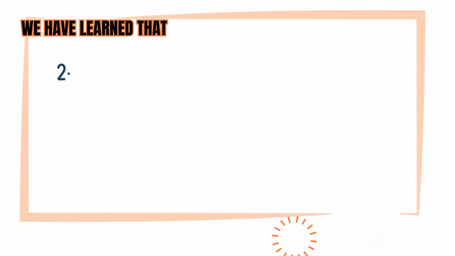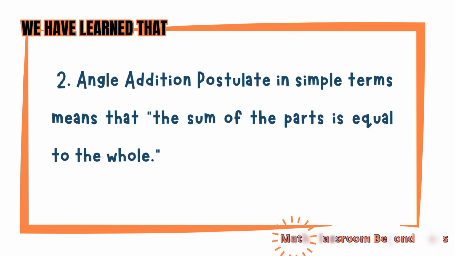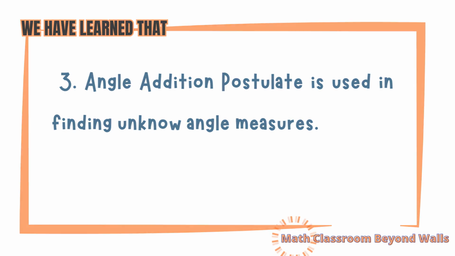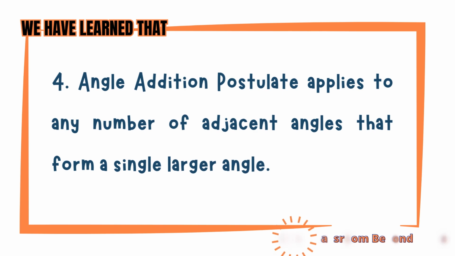Second, angle addition postulate, in simple terms, means that the sum of the parts is equal to the whole. Third, angle addition postulate is used in finding unknown angle measures. Fourth, angle addition postulate applies to any number of adjacent angles that form a single larger angle.